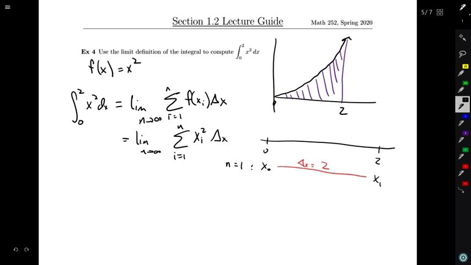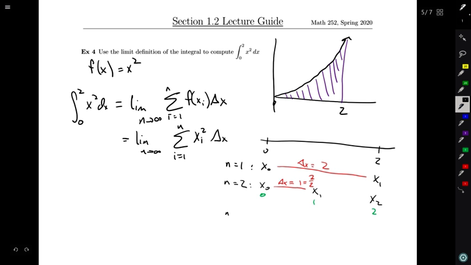Great. That tells us a little, but maybe not very much, about the general case, so let's think about n equals 2. With two rectangles, we have x0 at the left endpoint, x1 falls squarely in the middle at x equals 1, and x2 falls at the right endpoint. So we have 0, 1, and 2. Our delta x this time, the difference between my x values, is 1. Notice that 1 is the length of the interval divided by the number of rectangles. The length of the interval is 2, the number of rectangles is also 2, and that gives me the width.